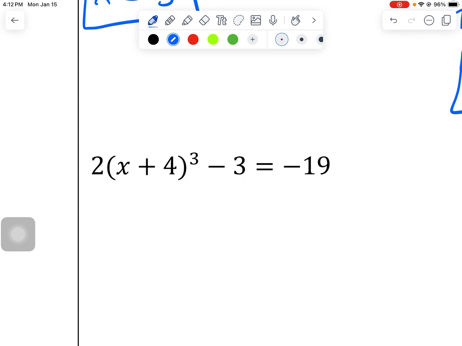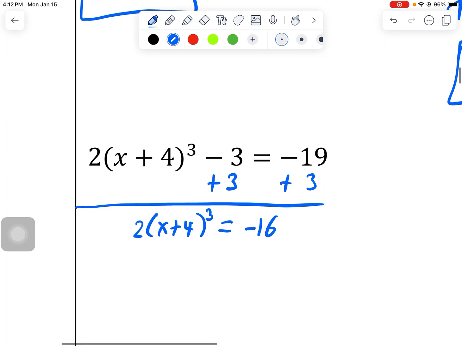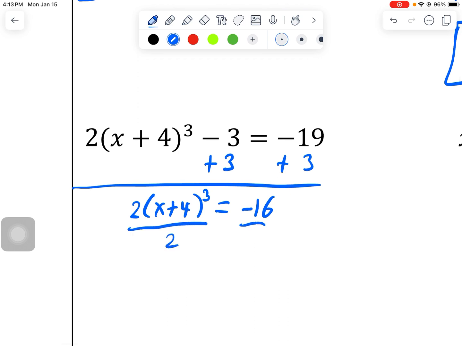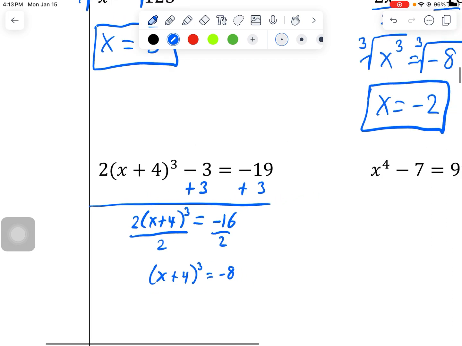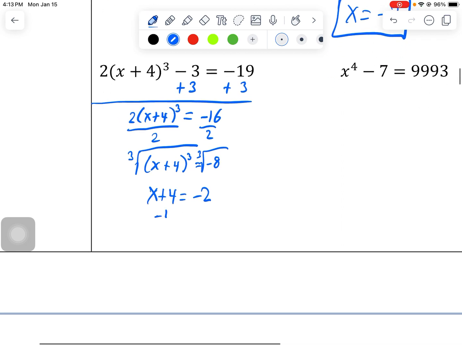Okay, here we've seen problems like this back when it was squared. So we do the inverse order of operations. We would add 3. We keep the 2 on the outside. Remember, do not distribute that 2. That would not be good. Negative 19 plus 3 is negative 16. Divide by 2. We get x plus 4 to the third equals negative 8. And it's very similar to the last one, except for the fact that we have a parentheses here. We can still take the cube root. So then it becomes x plus 4 equals negative 2. And then you just have to remember to subtract 4. Our answer ends up being x equals negative 6.